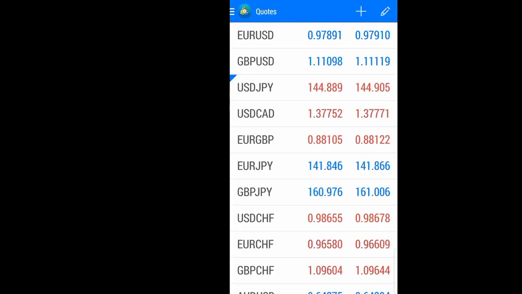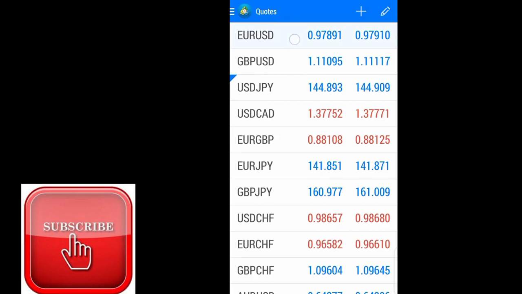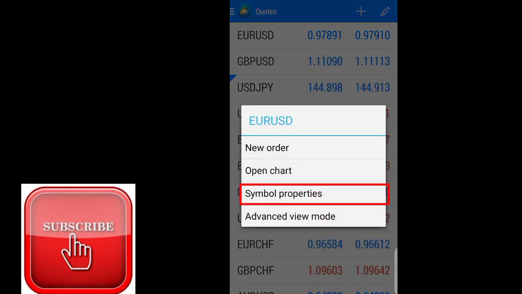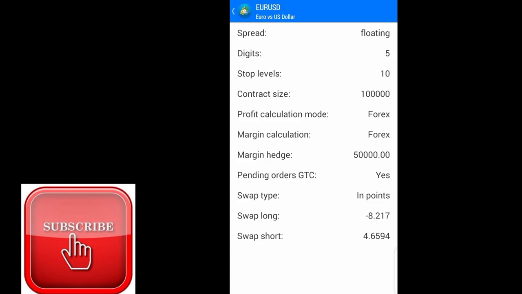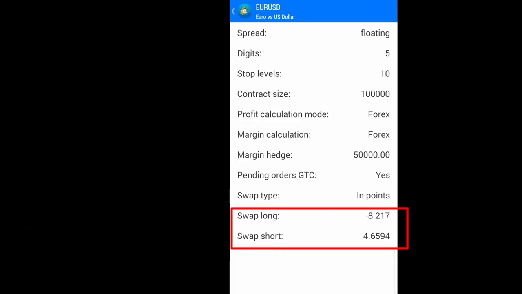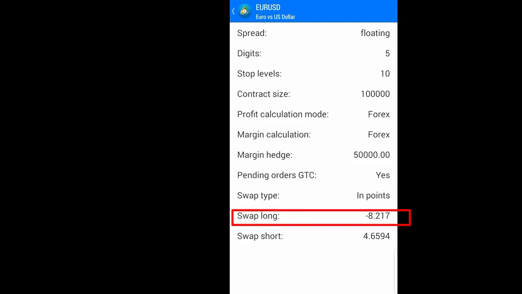When you go to your quotes, click on any currency or long press on it, then go to symbol properties. Then in the symbol properties, you will find swap long and swap short. What it's telling us here is that when you're buying a standard lot size of Euro USD, which is $100,000, and you leave it overnight, you will pay an interest of $8 to the broker for holding that trade overnight. That means you'll be losing money each time that your Euro USD long position stays overnight.